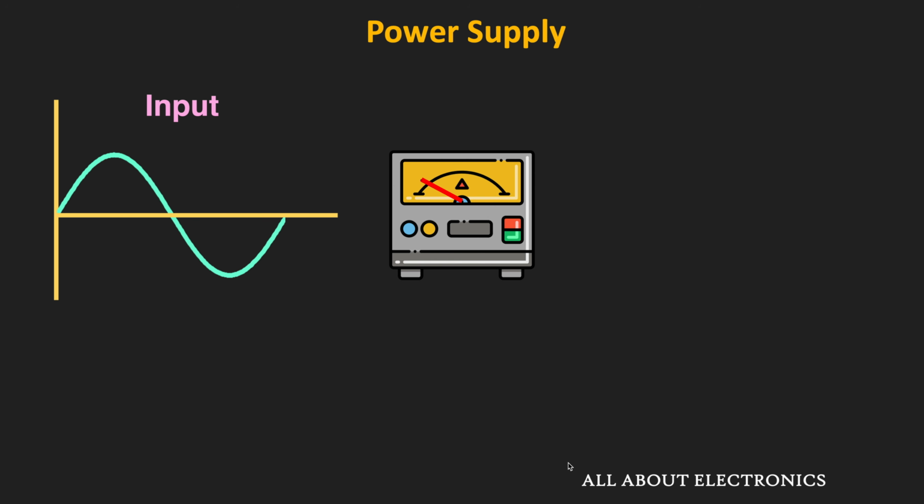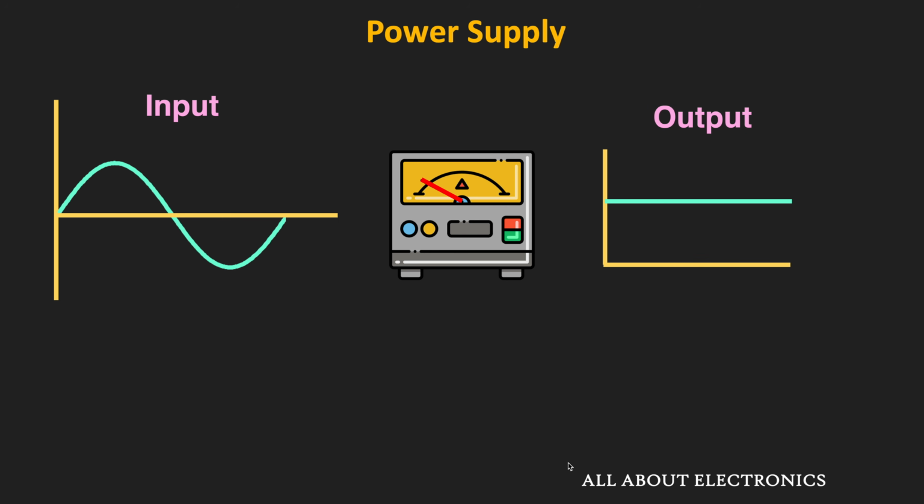a variation in the input line voltage, then also it should provide the constant output. That means the variation in the line voltage or the input voltage should not have any effect on the output voltage. Similarly, at the given input voltage, even if there is a variation in the load current, then also it should not affect the output and its output should remain constant.